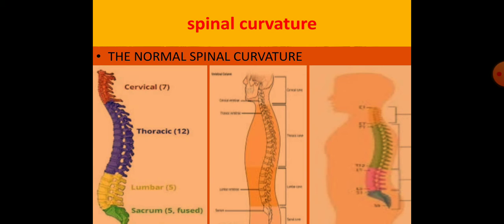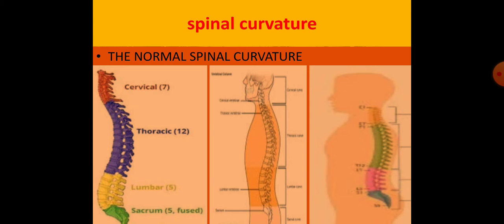The last one is the coccyx, which is also fused, like a tail structure. After the sacrum there are 4 vertebrae which are fused. This is the curvature of the spine, where we can see the natural curve of the spine. This we can see in the third picture, where it is shown in colors. These are the curves of the spine.